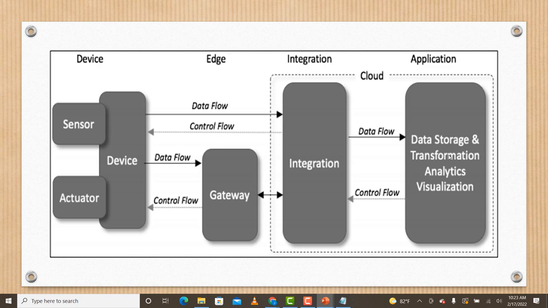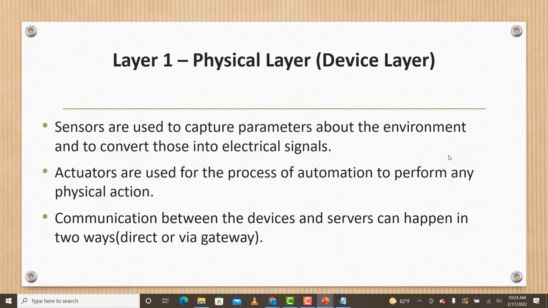Then at the application layer, the data can be stored, transformed, analyzed, and even visualized by end users. So the integration and application layers implement the so-called cloud platform or cloud layer. So let's define every layer now.